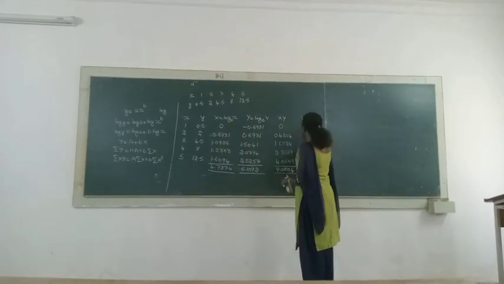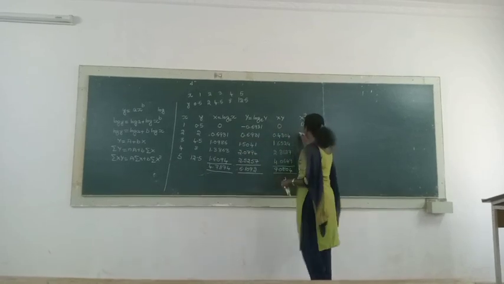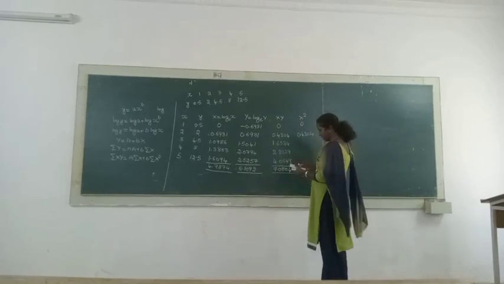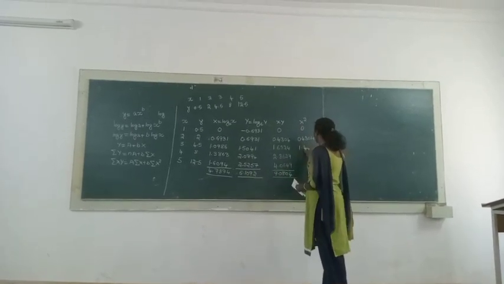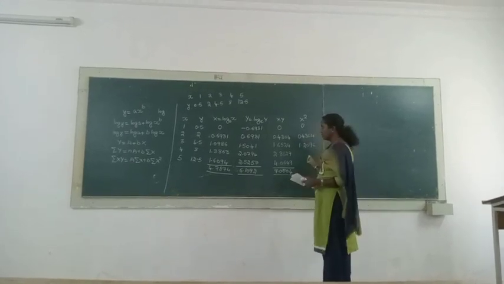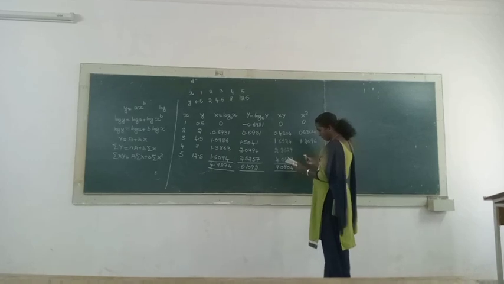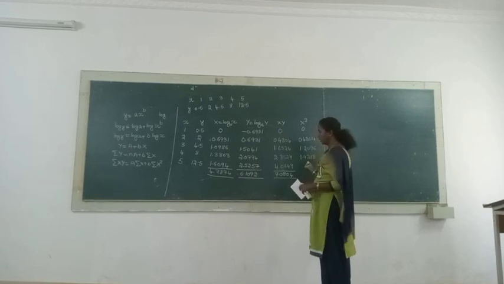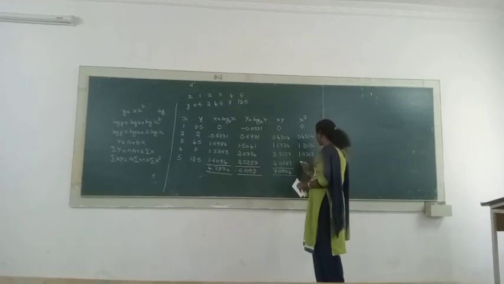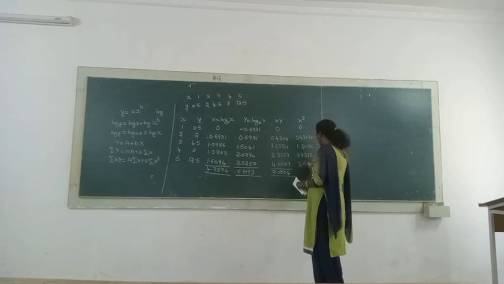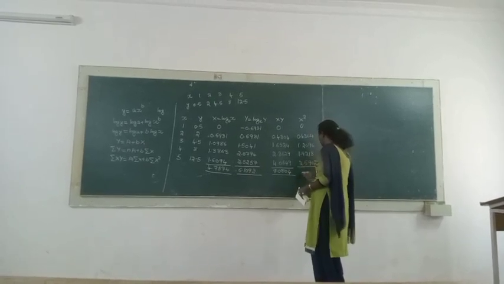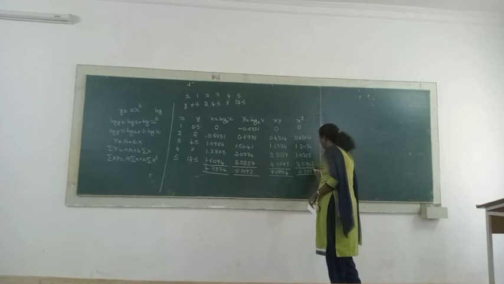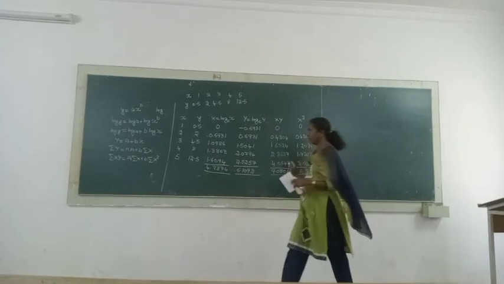Similarly, for the last row, X square: 0 square is 0, 0.6931 square is 0.4804, 1.0986 square is 1.2069, 1.3863 square will be 1.9218, and the square of 1.6094 is 2.5902, where the summation of these terms is going to be 6.1993. So these are the required summations.